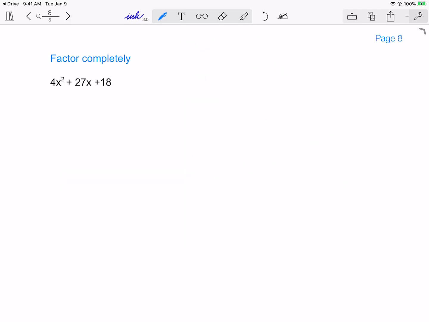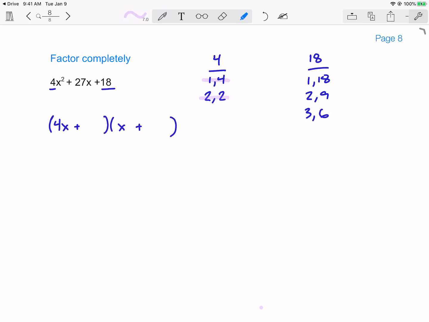Okay? All right, last one. 4x squared plus 27x plus 18. The GCF on this problem is 1, so I'm just going to start with my factor pairs. 1 and 4, 2 and 2. And then for 18, I've got 1 and 18, 2 and 9, and 3 and 6. So I've got two different scenarios to consider. With this first one, I can have a 4x and a 1x. And with the next scenario, 2 and 2, I would have 2x and 2x.